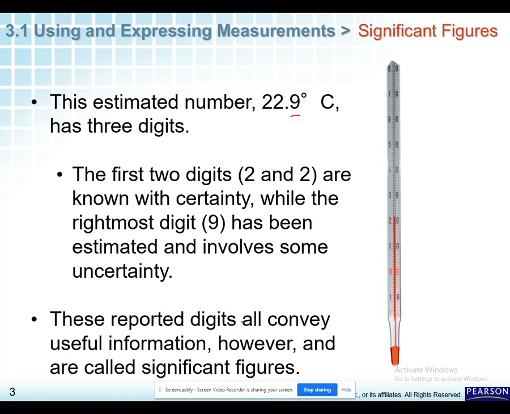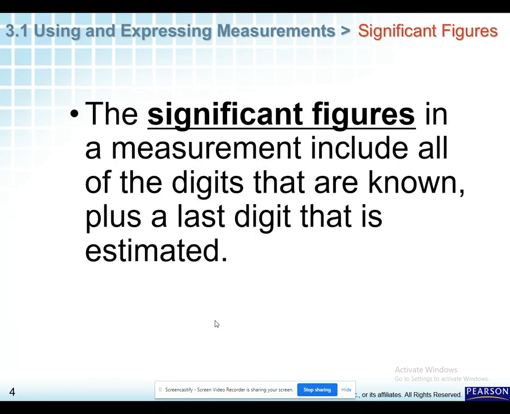So these reported digits all contain useful information. And we're going to learn that these digits are called significant figures, or I'll call them sig figs. So what is a sig fig? Well, a sig fig in a measurement is the digits that are known, like we saw with the temperature, and the last one that is generally estimated.